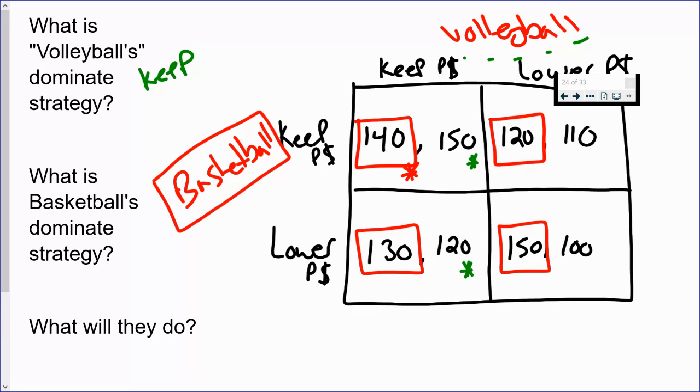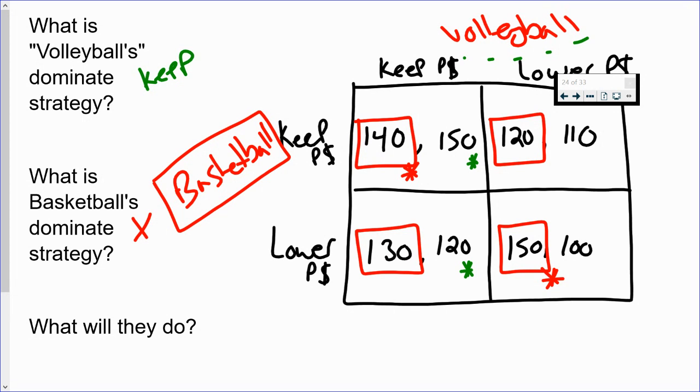So the next thing is, what happens if volleyball lowers their price? If volleyball decides to lower the price, I have to make a decision. Do I want $130 or $150? I want $150. So what is basketball's dominant strategy? Well, they don't have one, so I'm just going to put an X. They don't have a dominant strategy.